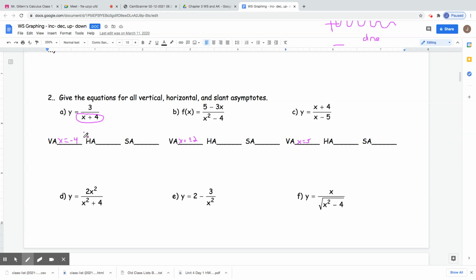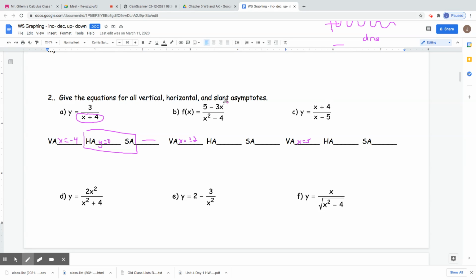Now, for the horizontal and the slant, you're not going to have both of them. There's only going to be one. The only time you have a slant is if the degree is larger on the top. In this case, the degree is larger on the bottom, so it's automatically 0. So it's y equals 0. Nothing for the slant, so just put a little slash through it.